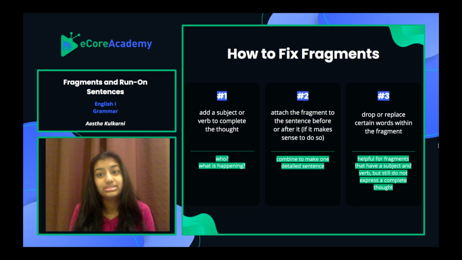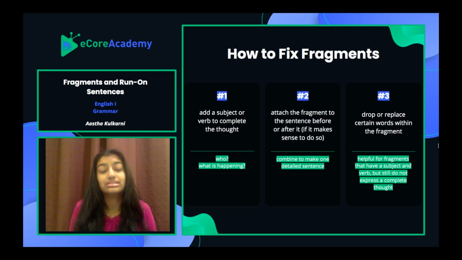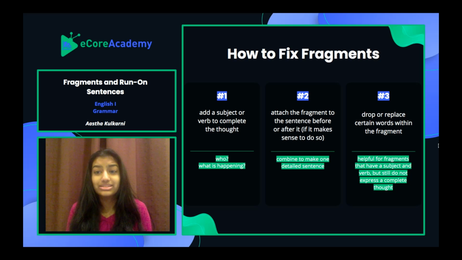And then the last solution would be to drop or replace certain words within the fragment. This one is especially useful for a fragment that is particularly lengthy. It already has a lot of substance, but it's just missing one word, or if you just get rid of one word, it'll be a sentence. Again, as I said earlier, usually fragments either have a subject or a verb, but there are some fragments that do have both, but they still do not express a complete thought. That is why they're still a fragment. So this third technique is helpful for fragments that have both a subject and a verb, but they still do not express a complete thought.